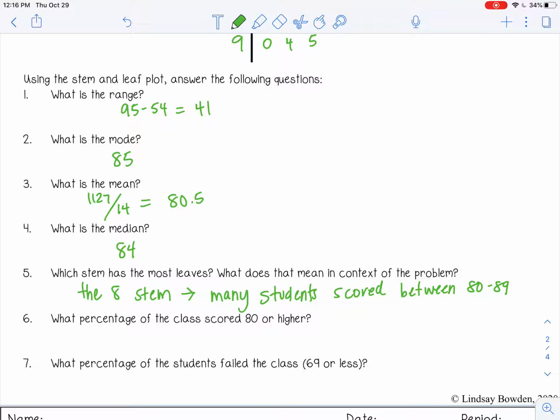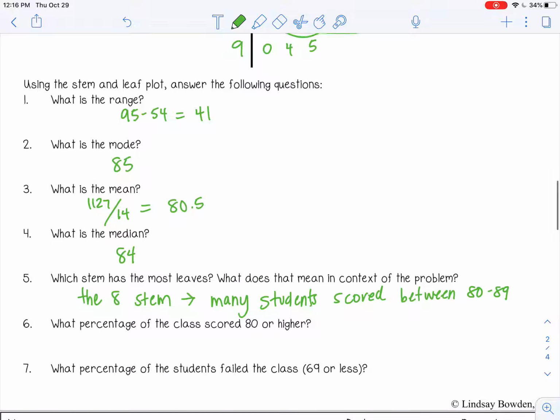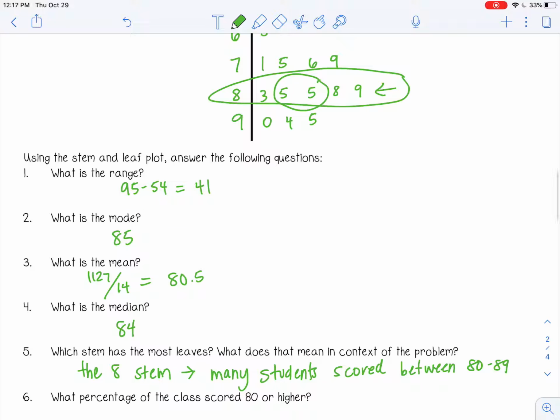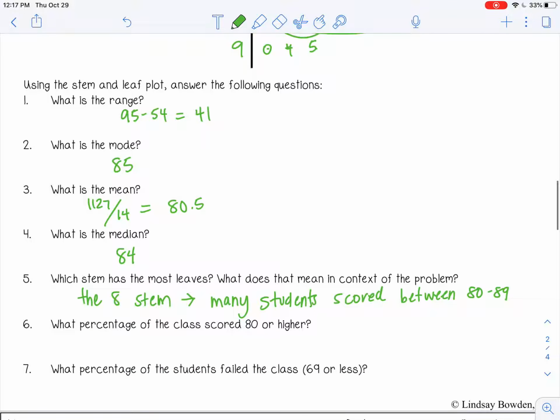What percentage of the class scored 80 or higher? Okay, so let's count the number of test scores that are 80 or higher. So 1, 2, 3, 4, 5, 6, 7, 8. 8 out of 14 total. So I'm going to take my calculator, divide 8 by 14, and you get 0.57. And if we want that as a percentage, we move the decimal 2 places to the right, so 57%.